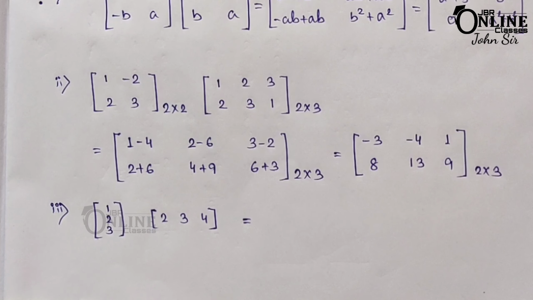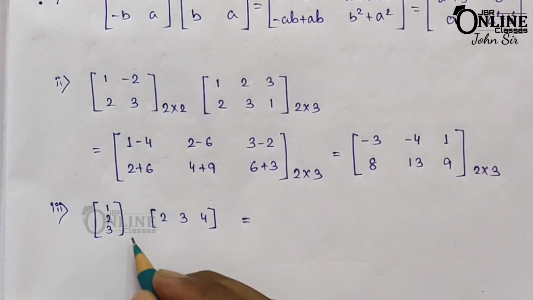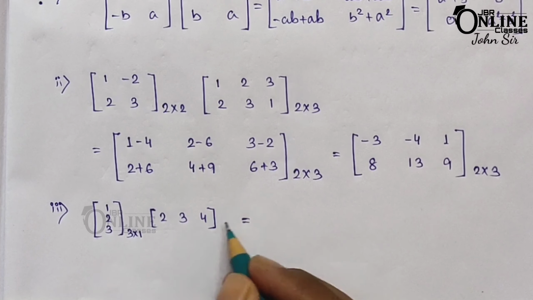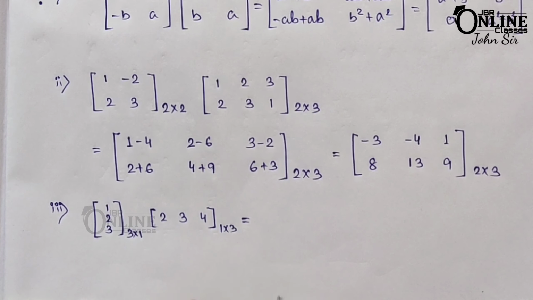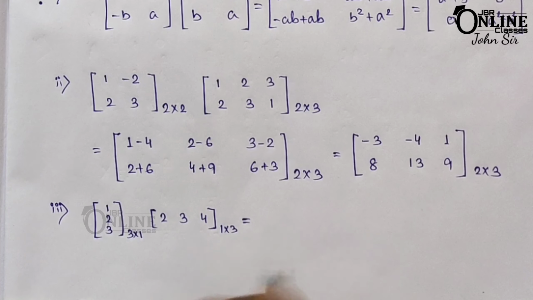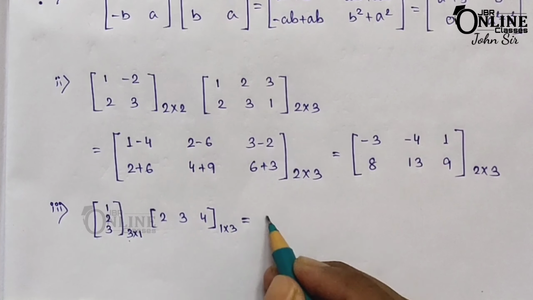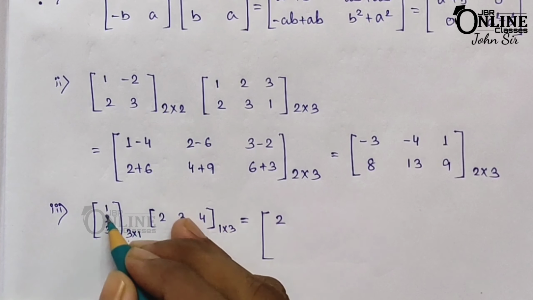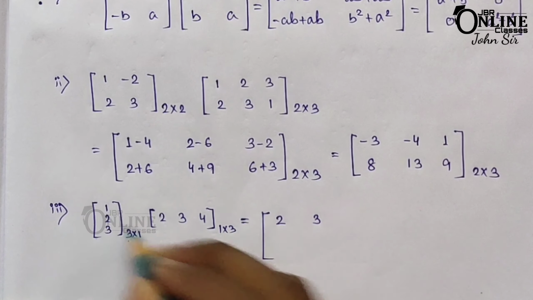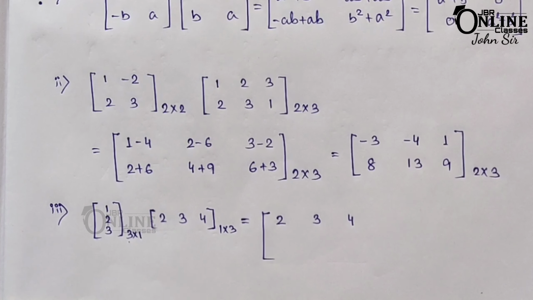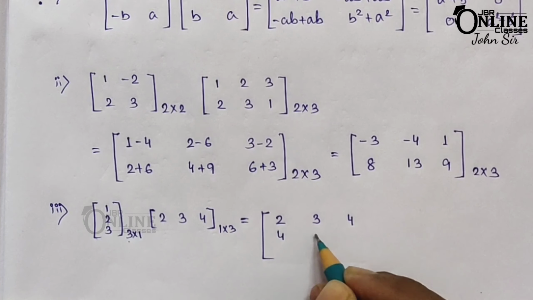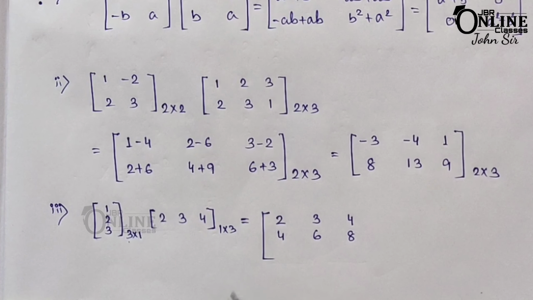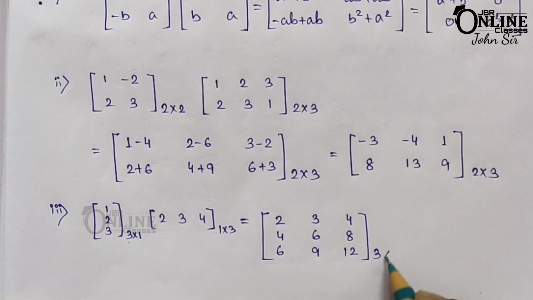Now sum number 5.3. In sum number 5.3, here the first one is a 3 cross 1 matrix, and this one 1 cross 3. So that means your result will be a 3 cross 3 matrix. So here first 2 into 1, it becomes 2, then 3 into 1, it becomes 3, and then 4 into 1, it becomes 4. Next 2 into 2, 4, 3 into 2, 6, and 4 into 2, 8. Third one, 2 into 3, 6, 3 into 3, 9, and 4 into 3, 12. So that is your 3 cross 3 matrix.